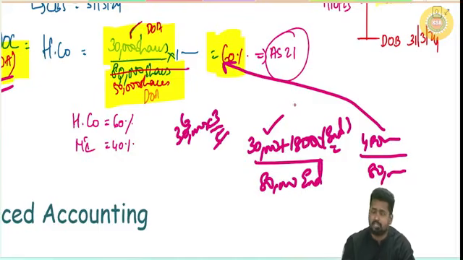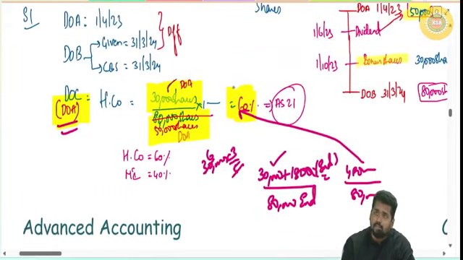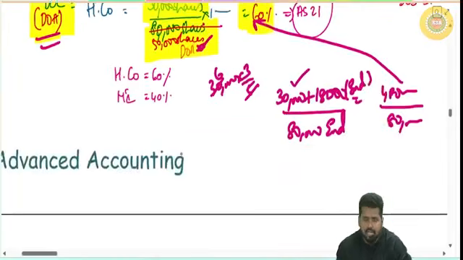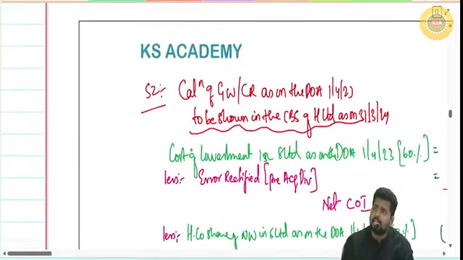So AS21 consolidation we have to do. Clear? Don't compare that 30,000. If this is on the date of acquisition, it should also be on the date of acquisition. Clear? If this is monkey, make sure this is also monkey. Please, that alone you take care. Clear? Then only I'll get it.